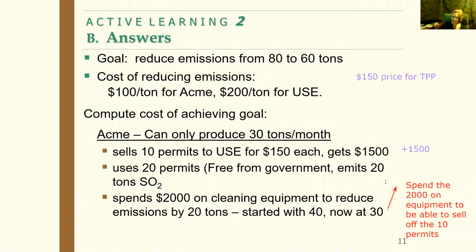We have the original $1,500 that they get from selling the permits, and then we also have the negative $2,000 that they have to spend on the cleaning equipment. So the overall cost to Acme is going to be $1,500 minus the $2,000 that they spent on the equipment. Therefore, they have spent $500 overall on this particular initiative.